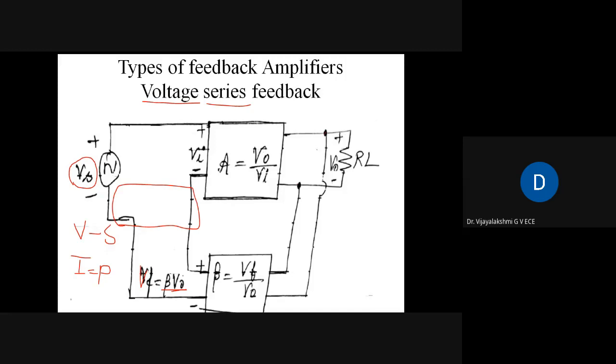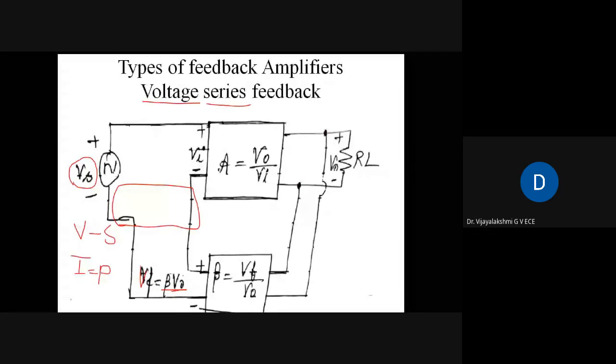So at the output I am taking voltage. Series means at the input the feedback signal has to be connected in series with the input source. So since the feedback is voltage, and since the connection is series, the source has to be a voltage source. This is what is important for you to understand.